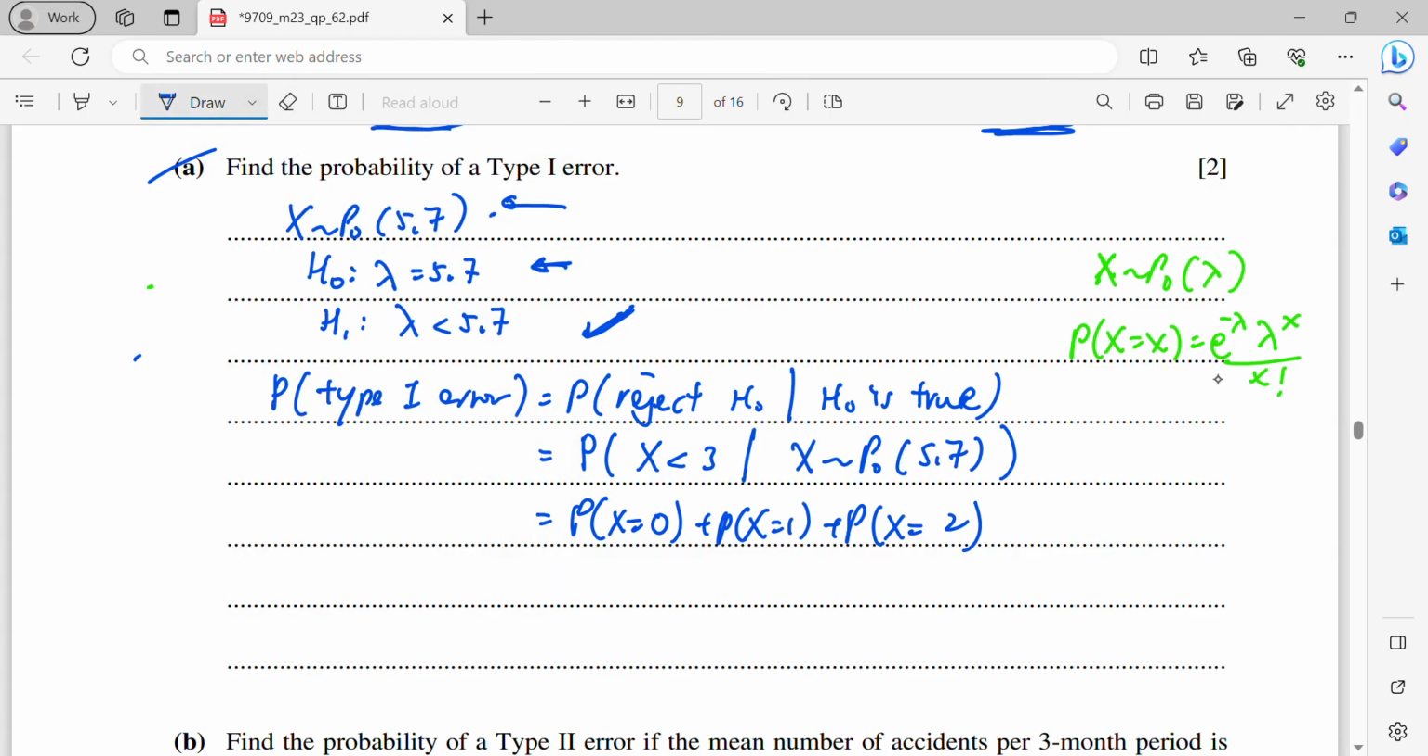So now I will get e to the minus 5.7. I will factor this out. Then when x goes to 0, it will be 1. Then plus, when x goes to 1, after you factor out the exponential, you still have 5.7 to the power 1. Then the next term is going to be 5.7 squared over 2 factorial. So from here, I will get 0.0768. That's the type 1 error probability.